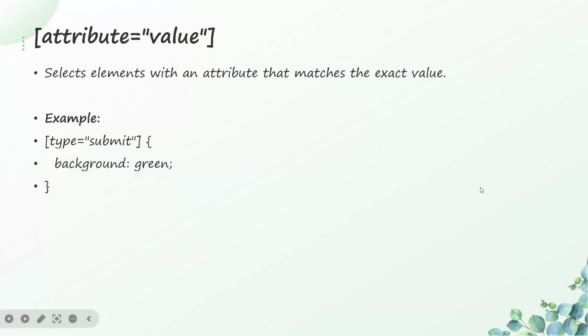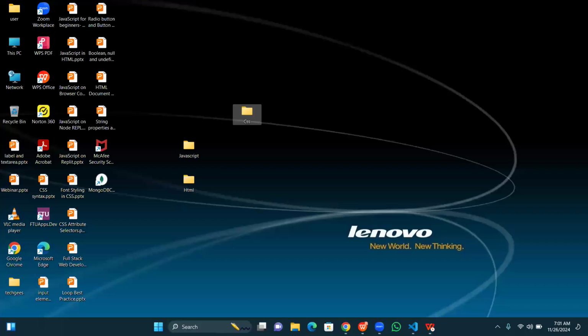The previous one, we were just talking about the attribute, just getting all the elements that have that particular attribute. But here we are being more specific. We want to target elements that have this attribute, but the attribute must match this value that we have here. So let's go and see.